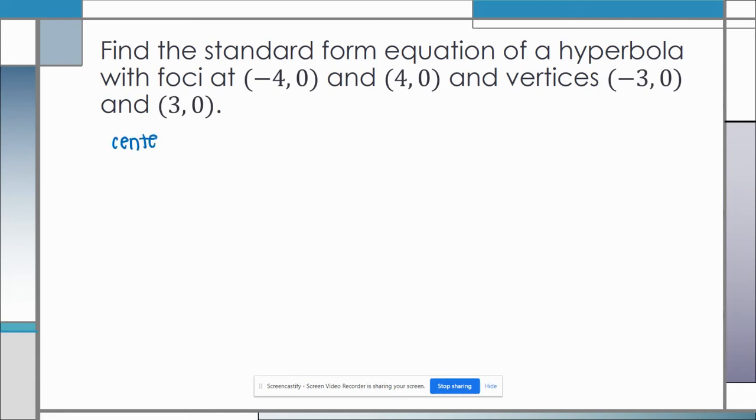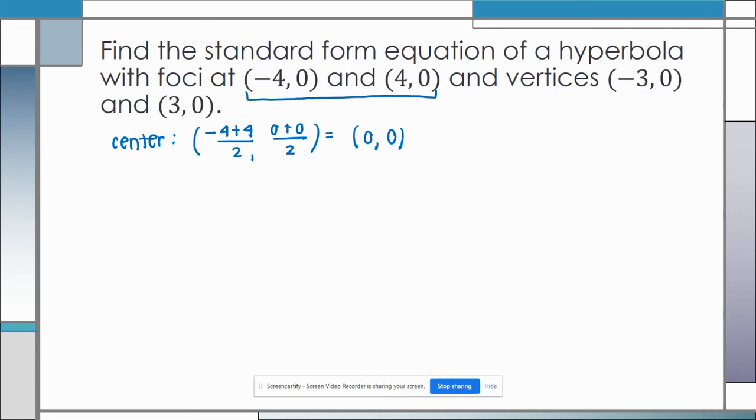So to find the center, we want to take the midpoint. So say I use the foci points. I'm averaging those together. So I'm going to add the x values, divide it by 2. Add the y values, divide it by 2. Hopefully we're okay with seeing negative 4 plus 4 is 0. 0 divided by 2 is 0. 0 plus 0 is 0. 0 divided by 2 is 0. So our center is at 0, 0.